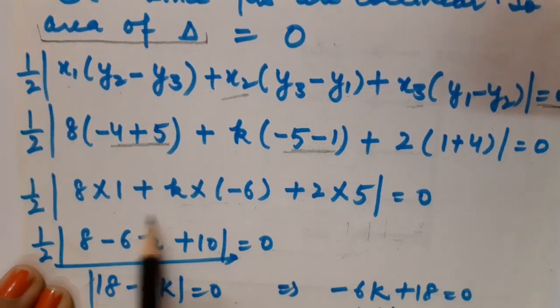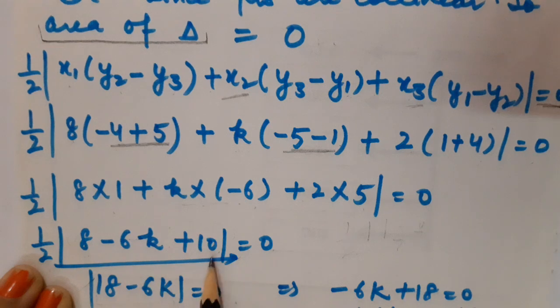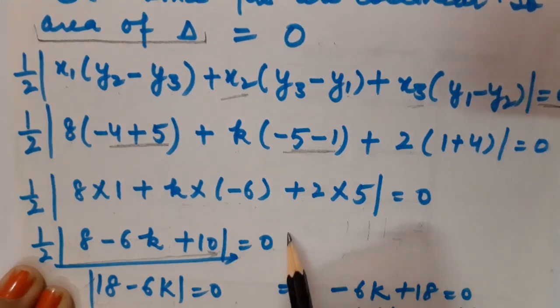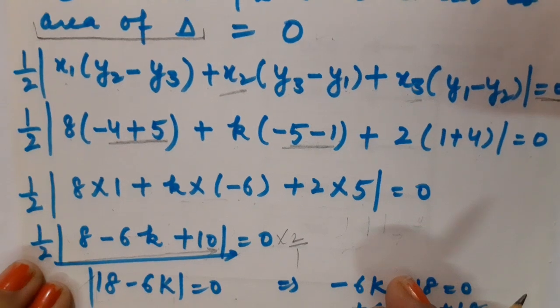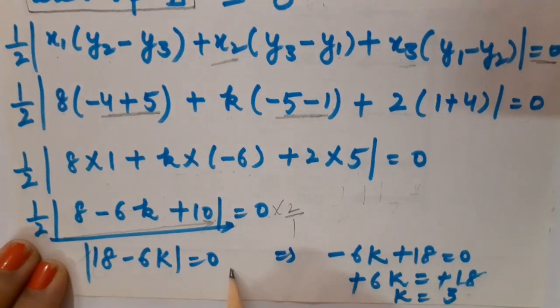Let us simplify these terms. So I am going to get 8 plus 10, that is 18, minus 6k, modulus, and this half will go to the right hand side. It would become 0 into 2 by 1, so that would give you 0 only. This is equal to 0.